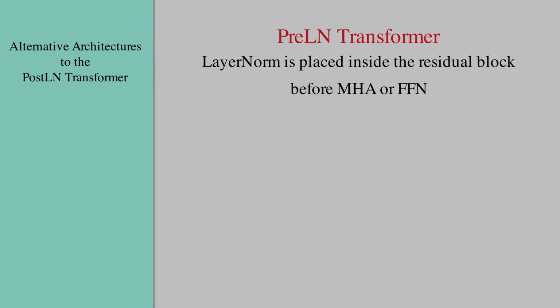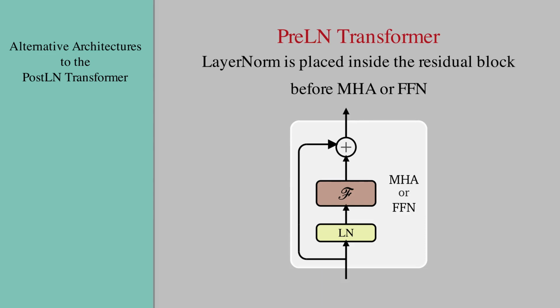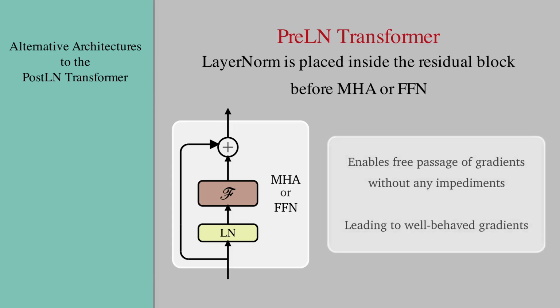The first alternative architecture is called PreLN Transformer. The PreLN architecture places the layer norm inside the residual block. So as you can see, there is a free passage for the gradients to traverse back without any impediment. So it makes it easy for the gradients to flow through different layers. And this will resolve the exploding and vanishing gradient issues. So that means we don't need the warm-up stage to train the PreLN transformer.